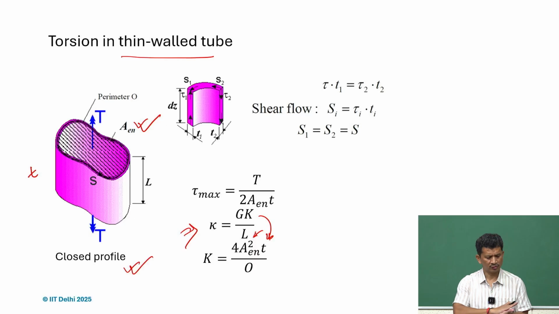Although there is no material inside, and only the outer section with the very small thickness T is there, when it comes to taking the load, the area enclosed will come into the picture. If it is a closed tube, it will have a very high rotational stiffness.